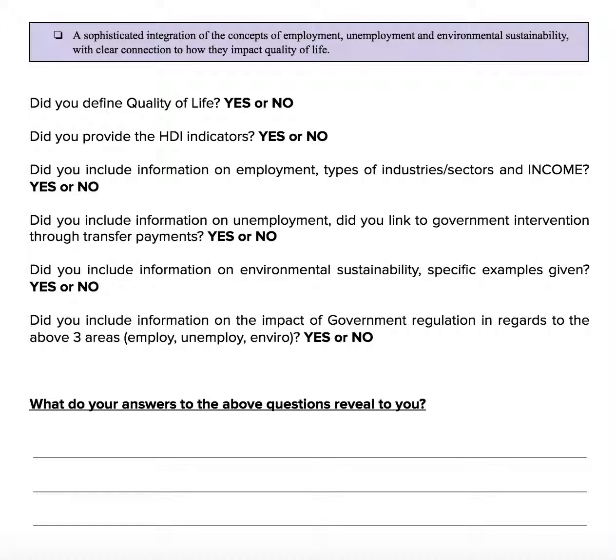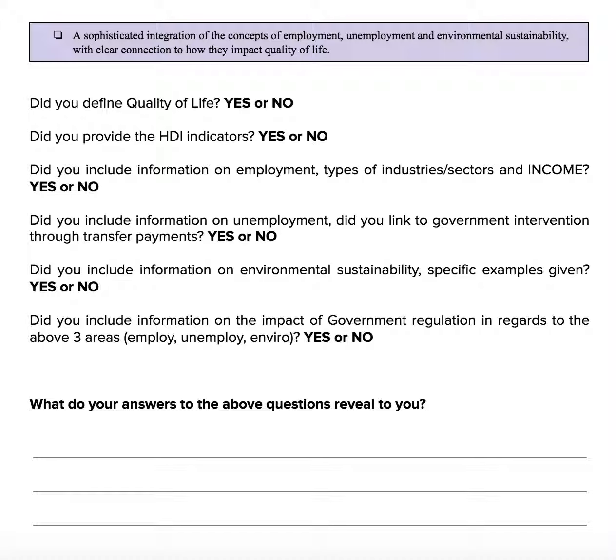I want you to read these questions. I'm not going to read them to you now, but I really want you to think about, did you provide the content? And if you have a look, it needed to be a sophisticated integration at an A level. Now, it is our first assessment task. We need to remember that we're still building our vocab and our economic understanding, but that is essentially where we want to move to. So, pause now, circle your yes or no for each question.